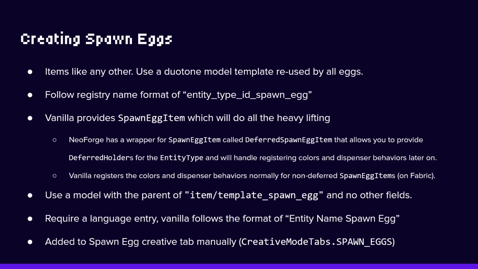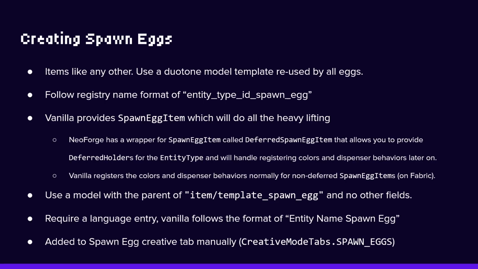They usually follow the registry name format of your entity type ID _ spawn _ egg. So if you do something else, people will judge you. And then vanilla has the spawn egg item class, which does all the spawning stuff.